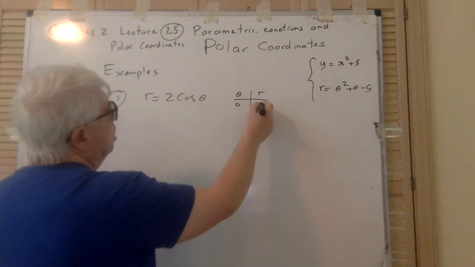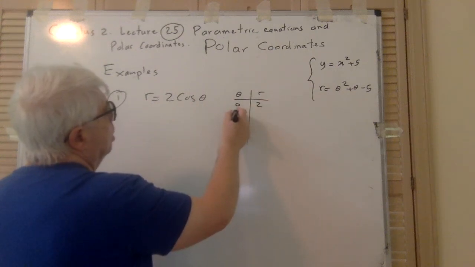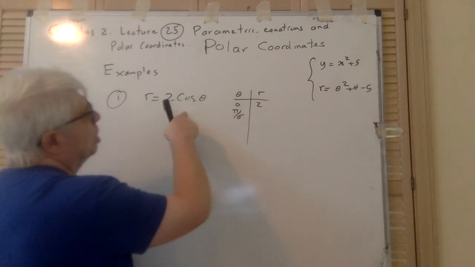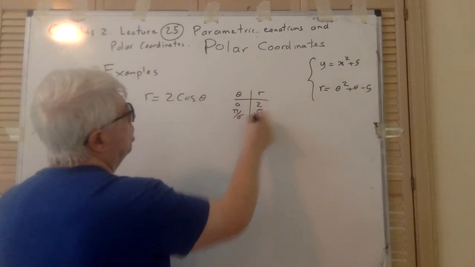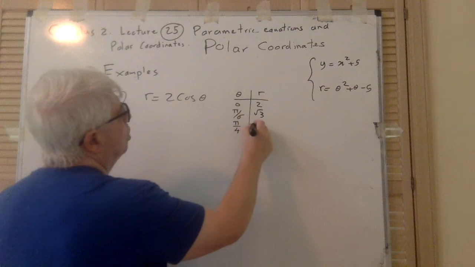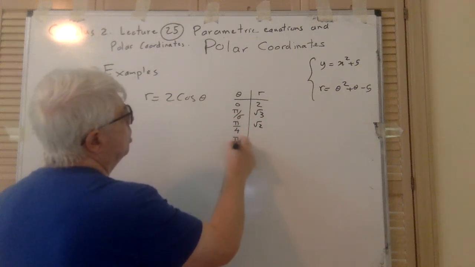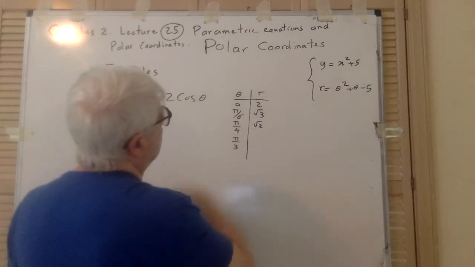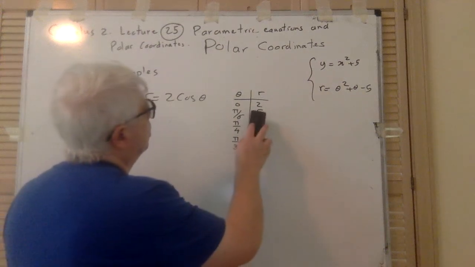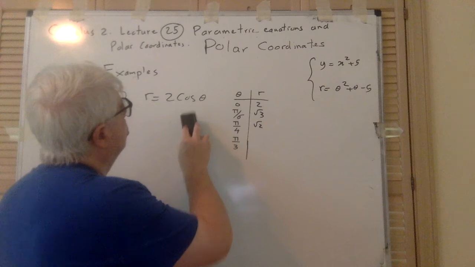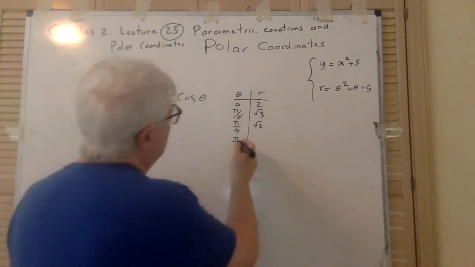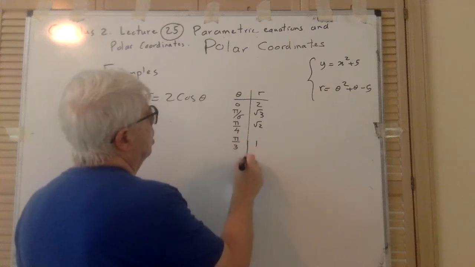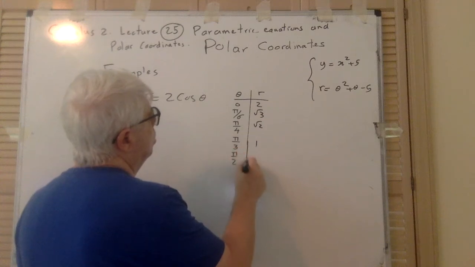I will start from 0, r is 2, and then pi over 6: cosine of pi over 6 is square root of 3 over 2, so I have square root of 3 here. Then pi over 4, square root of 2 over 2, that's square root of 2. Then pi over 3, what am I saying, cosine of 60 is 1 half, so I will get 1 here. And pi over 2, cosine of pi over 2 is 0.